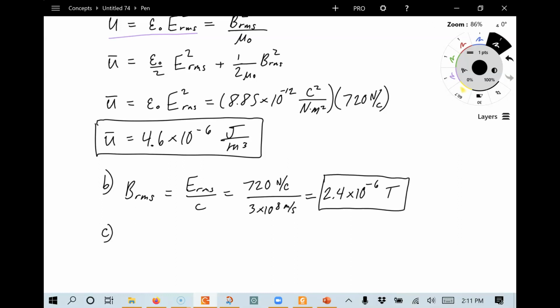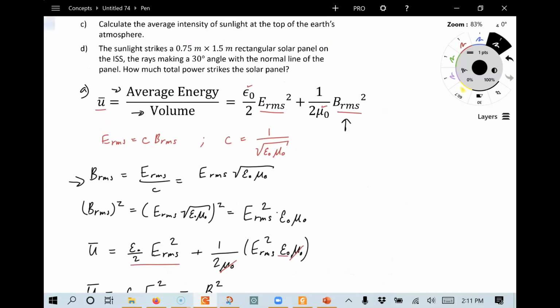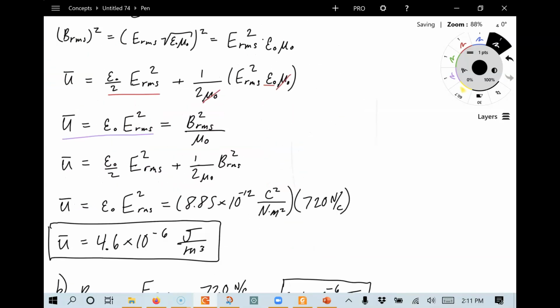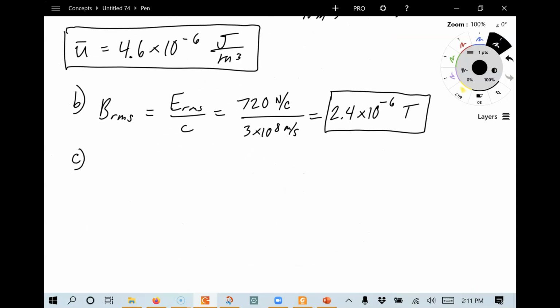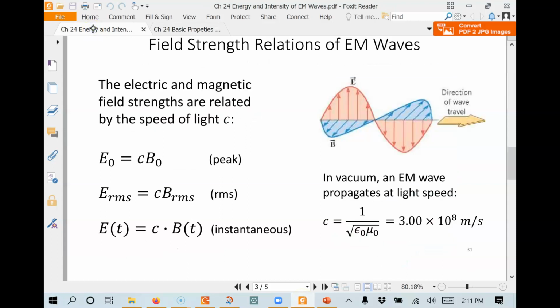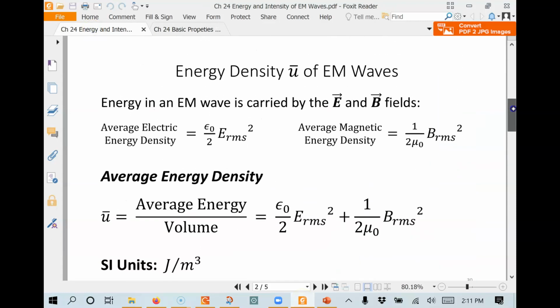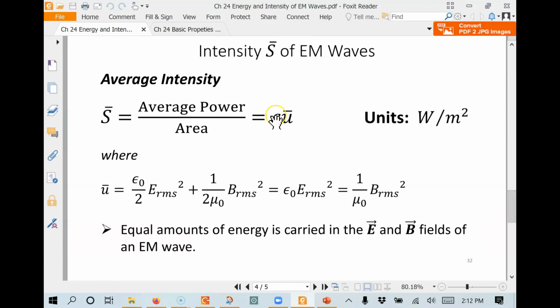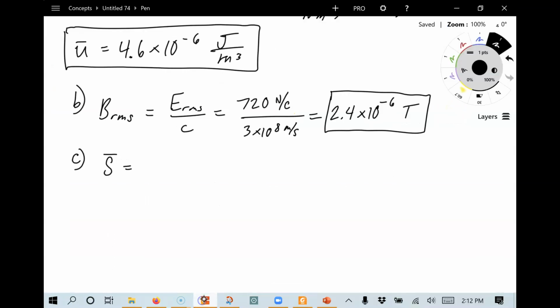Let's look at part C here. Part C says, calculate the average intensity of sunlight at the top of the Earth's atmosphere. All right, so energy density is U bar. The average intensity we write as S. And it turns out, if we look at the equation for that, that it is just equal to C times U bar, and the units work out to watts per meter squared.